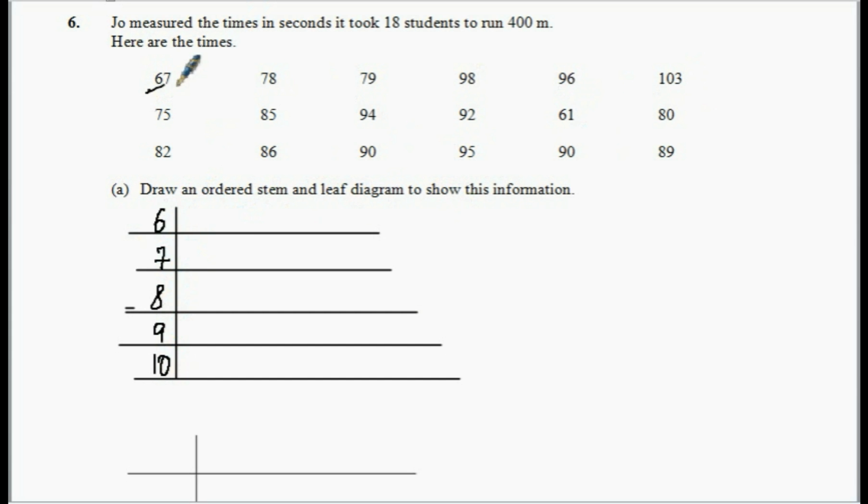67 will be written as 6 and 7 in our table, 78, 7 and 8, 79, done, 98, done, 96, 103, 75, 75. Please write all the leaves in nice order, one under another, leaving enough space between each column. It will be easier to work later. So 75 is done, let's cross it.